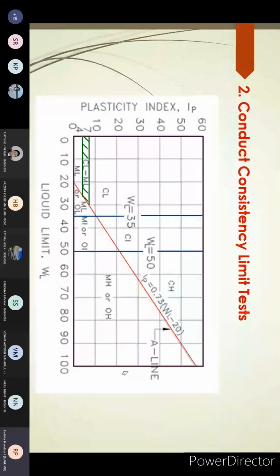We have an A line, which is marked in red here. On this line, the IP value has a relation of 0.73 times liquid limit minus 20. So we can either refer to this value and state whether it is clay or silt, that is C or M. Or we can use this chart directly, and wherever the values of liquid limit and plasticity index intersect, that will be the classification.